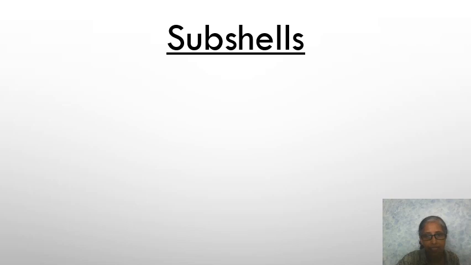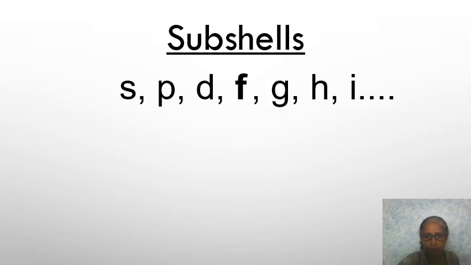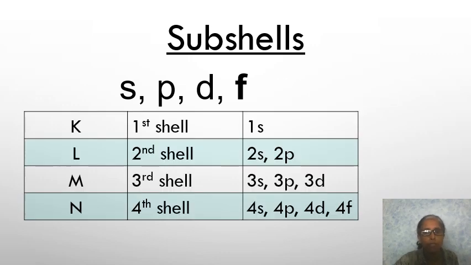Remember the subshells s, p, d, f. After f comes g, h, i and so on, but we don't need that. Okay, so we'll start with K. K is the first shell, so the shell number is 1 and it has only one subshell, that is s, and it is 1s.